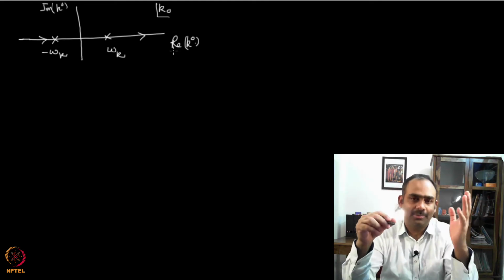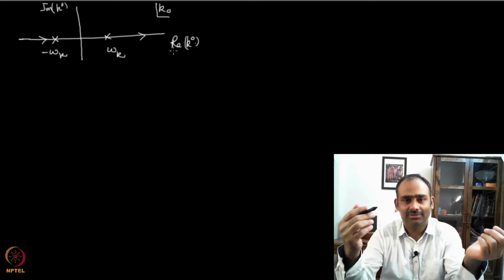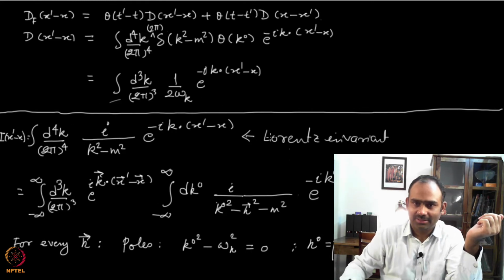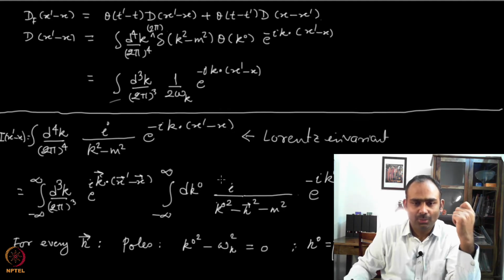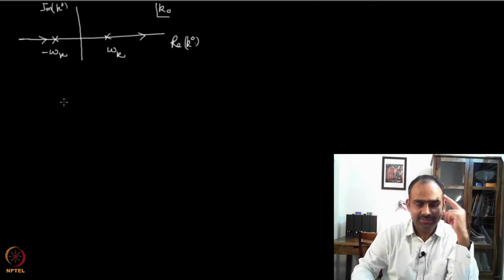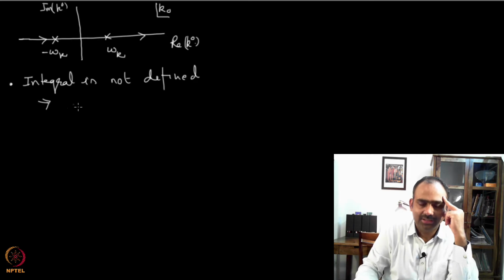Now having a pole is not a problem, but having a pole on the contour of integration is a problem, because your integral is not defined then. So the problem with this integral, which I am right now looking at, is that it is not defined because the pole lies on the integration contour. So which is the situation here. The integral is not defined, and it is not defined because there are poles on the integration contour.